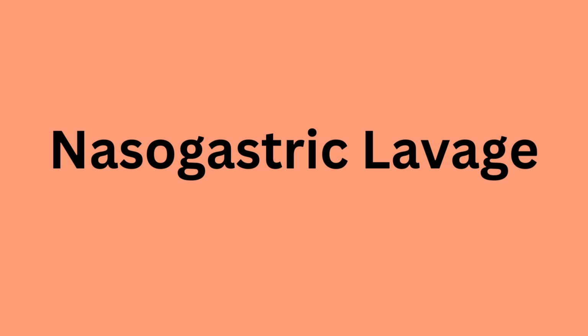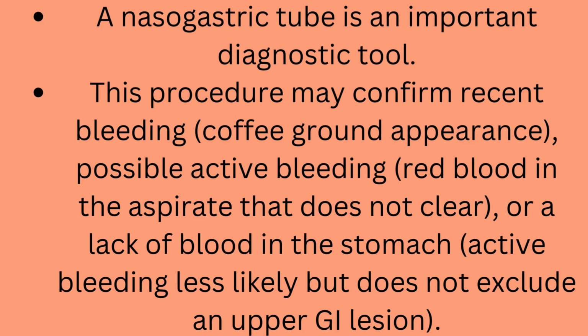A nasogastric tube is an important diagnostic tool. This procedure may confirm recent bleeding, coffee ground appearance, possible active bleeding, red blood in the aspirate that does not clear, or a lack of blood in the stomach. Active bleeding is less likely but this does not exclude an upper GI lesion.